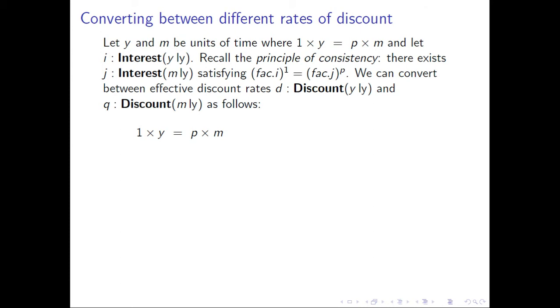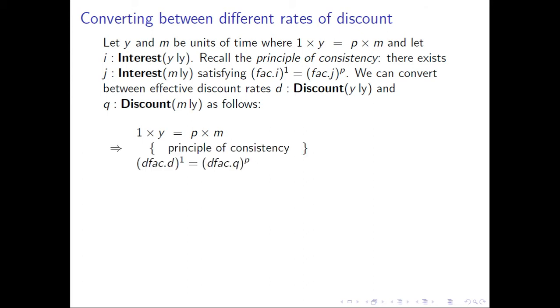Let's suppose we have two different time units, one measured in y and one measured in m, and we have that 1 y unit of time is equal to p m units of time. For example, p could be 12, in which case y and m could be year and month respectively, in which case what we're saying is that 1 year would be equal to 12 months.